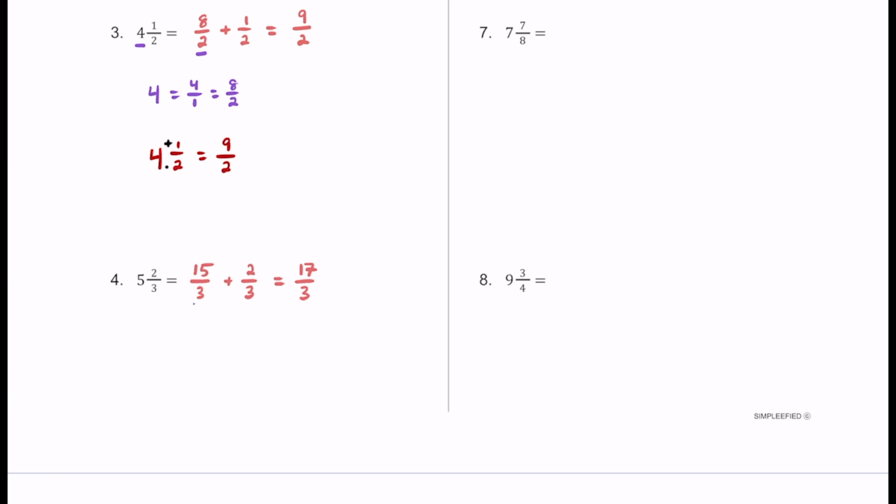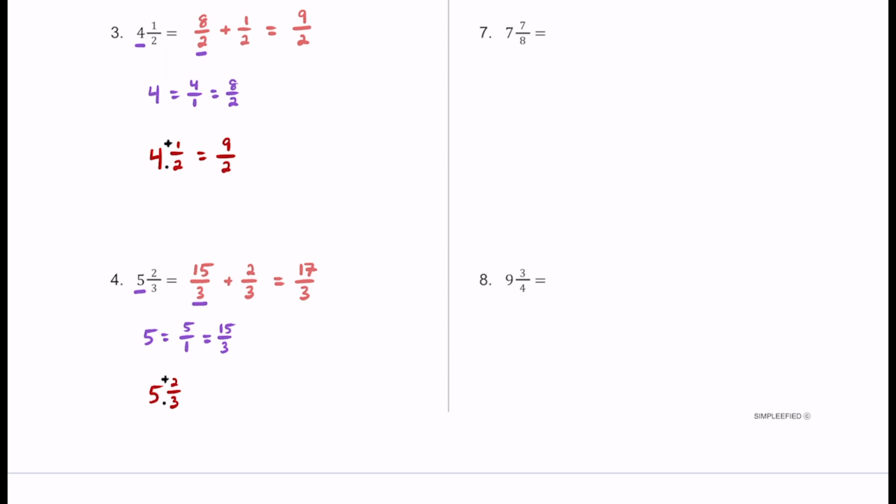Now to show you again how I got this 15 over 3, if you look at the number 5, right? 5 is the same thing as 5 over 1. And 5 over 1 is the same thing as 15 over 3 if you multiply the top and bottom by 3. Okay. Now, what if we didn't want to use this method? What if we wanted to use a shortcut? Well, if you take this original 5 and 2/3, and we want to use a shortcut, well, 5 times 3, that's going to be 15.